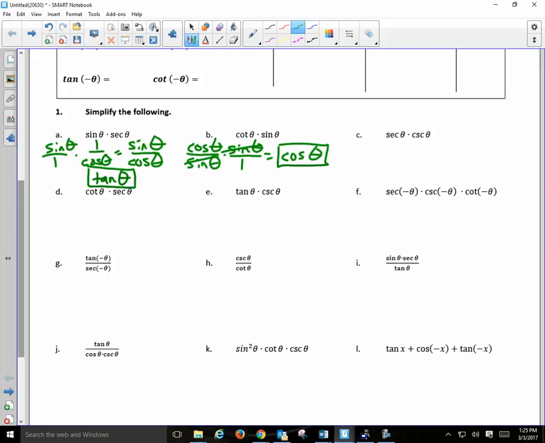Sometimes things don't simplify very well. So secant times cosecant is 1 over cosine times 1 over sine. Does anything cancel? No. And is cosine times sine something special? No. So honestly, it's already simplified from the very beginning. Rewriting it won't simplify it for us at all.